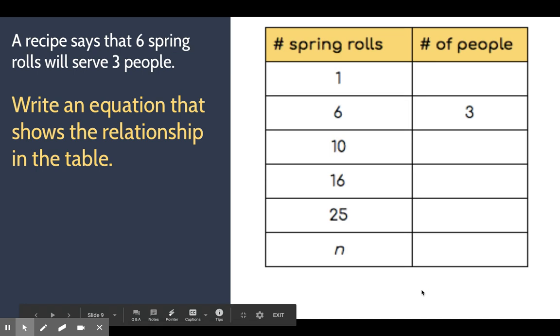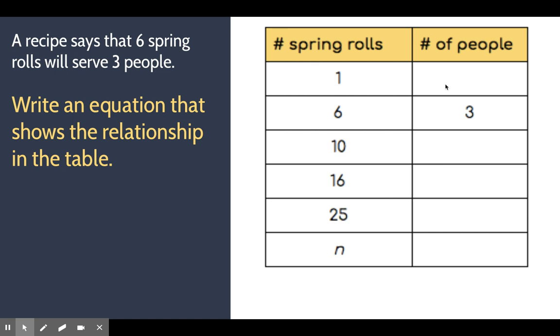The second question says a recipe says that 6 spring rolls will serve 3 people. So in order to figure out my constant of proportionality or my unit rate for one spring roll, I have to figure out how can I go from 6 to 1. Well, 6 divided by 6 gives me 1. So that means that I also have to divide 3 by 6 to give me the number of people that it's going to serve. Well, 3 divided by 6 is the same thing as 1/2 or 0.5.